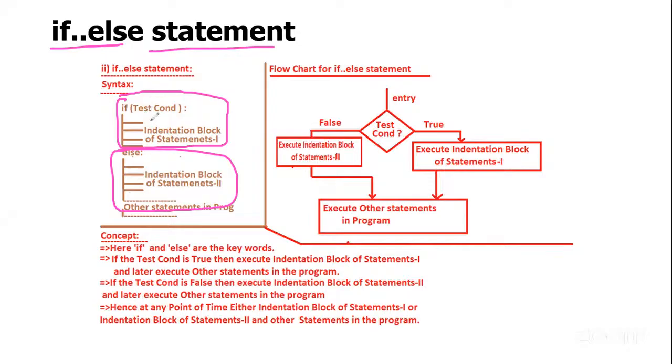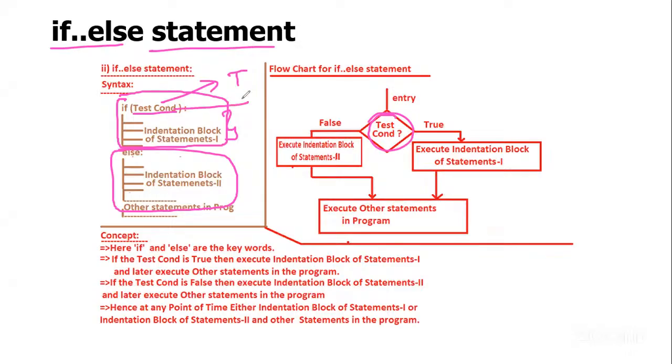So how does this if else statement work? Initially it checks for the condition. Where do we have the condition? In the if block. So this test condition will be evaluated. If this condition returns true, obviously it will execute the indentation block of statements 1. Then immediately it skips the else block and executes the other statements in the Python program.